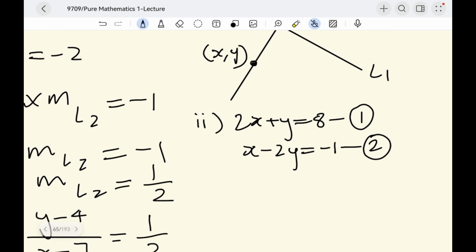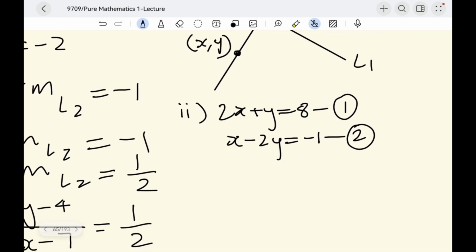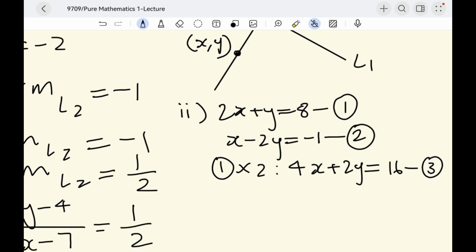For my method, let's say I want to get rid of one of the variables, which is y. What am I going to do? I can use the elimination method. So I have 1 times 2, and I get 4x plus 2y equals 16. Here is my equation 3.